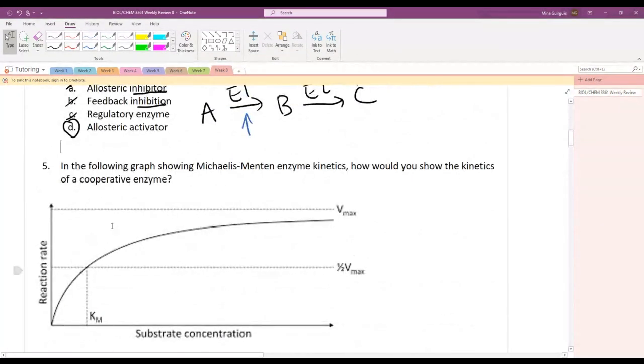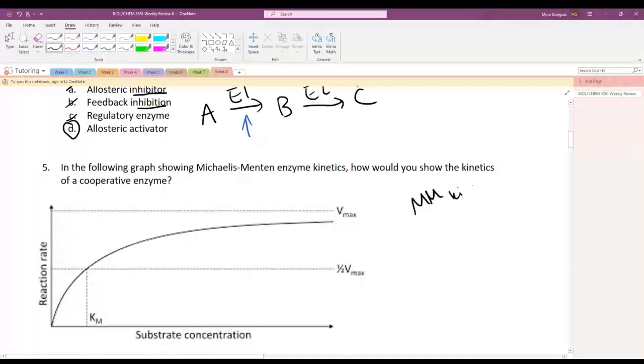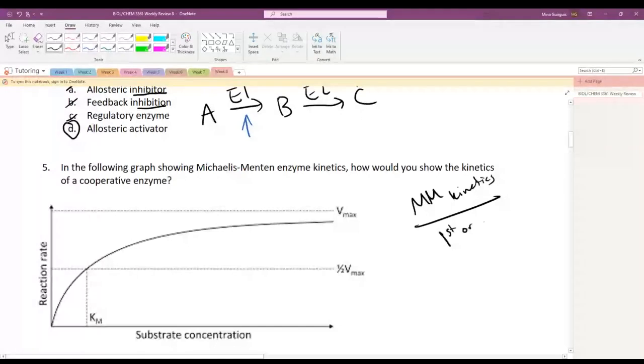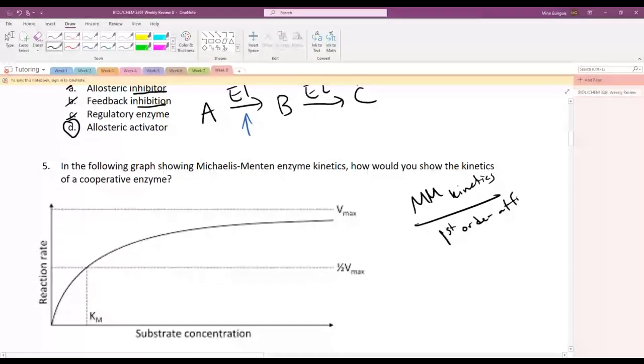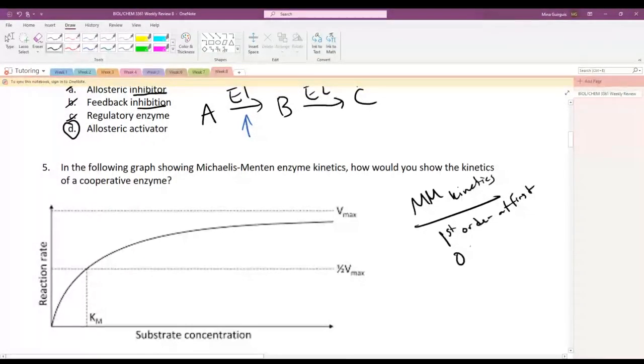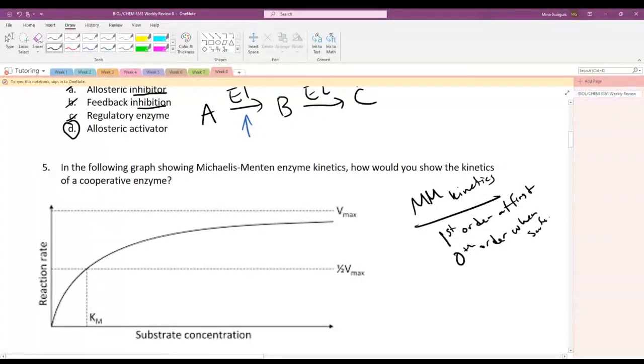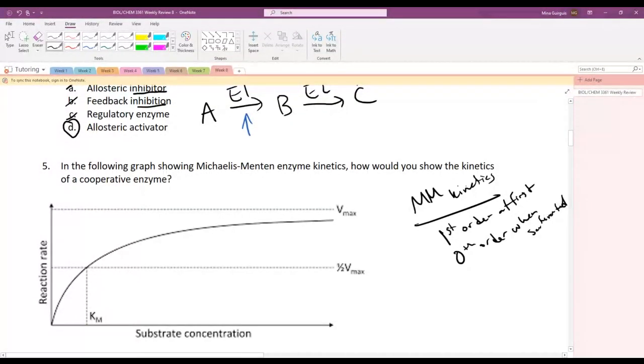Okay, so we all remember this curve that describes the reaction rate. Very briefly, with kinetics: first order at first, zeroth order when saturated. That idea doesn't exactly work with cooperativity.